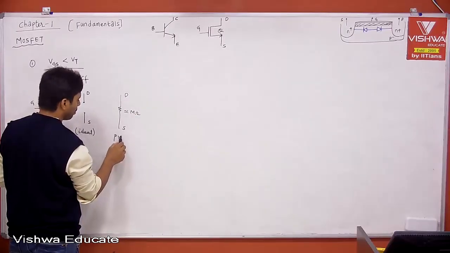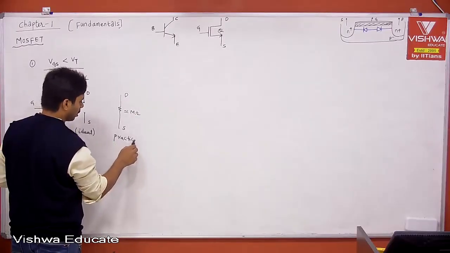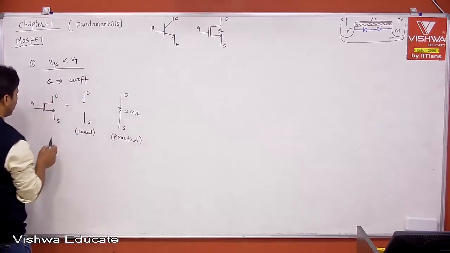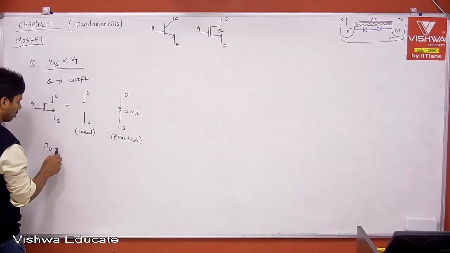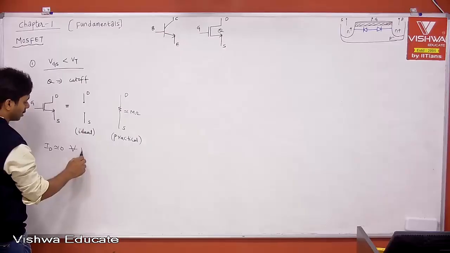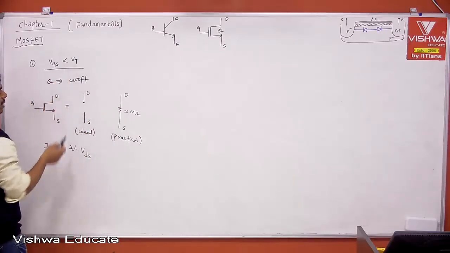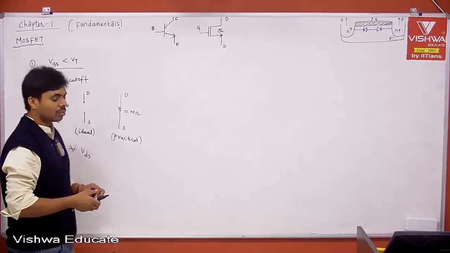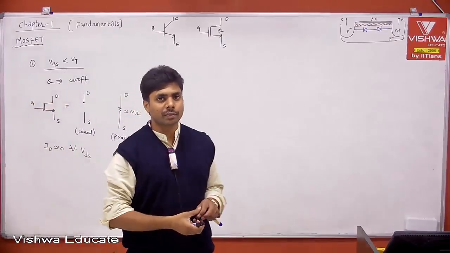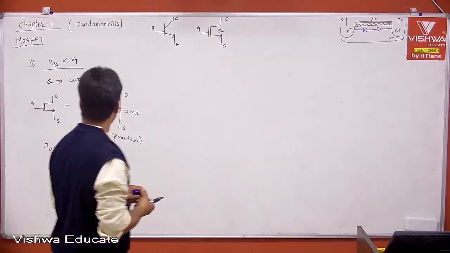This is what is your practical model. Therefore, if you ask me what is your ID? Your ID is almost 0 for all VDS, for any value of VDS, provided VGS is less than VT. Okay, that is case 1.